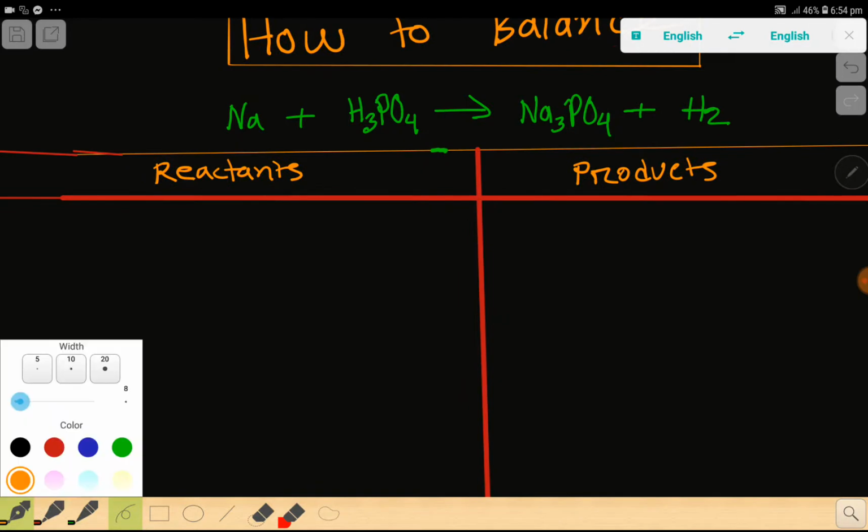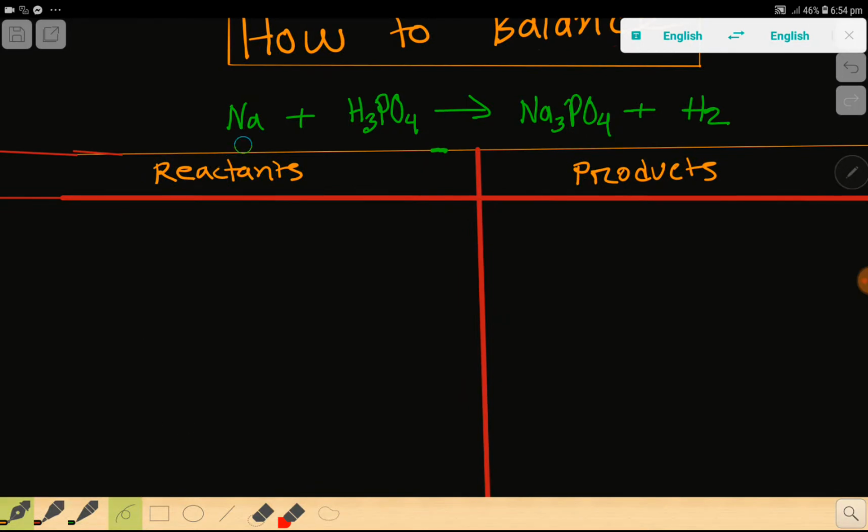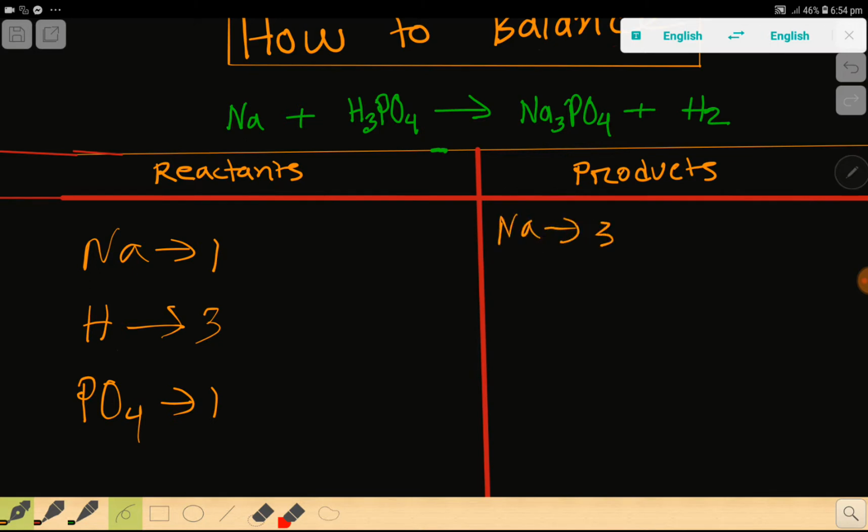On the left hand side we have sodium, which is 1, then we have hydrogen, which is 3, then we have phosphate, PO4, which is 1. This is a polyatomic ion which is considered as a whole unit. In sodium phosphate we have sodium, that is 3, then we have phosphate, which is 1, then we have hydrogen, which is 2.